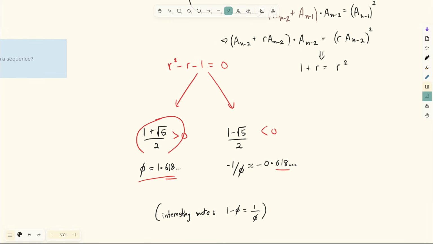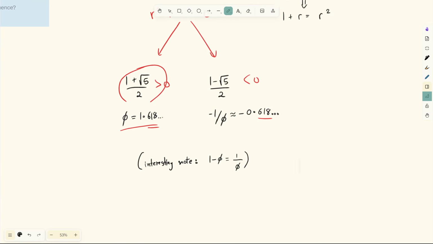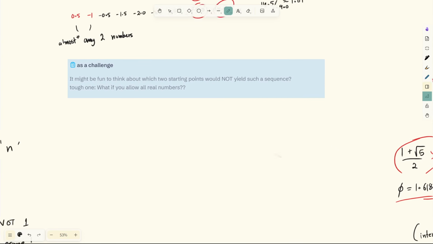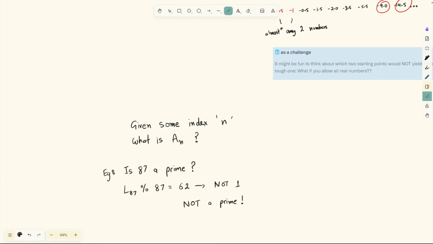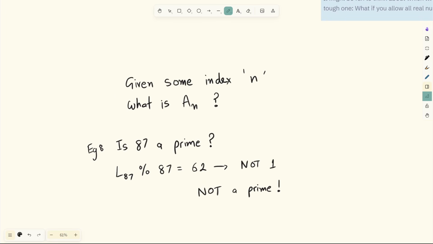Now, what you want to do is you want to see that sometimes you would want to get the nth index. Or rather, at the nth index, sometimes you would want to know what is the a_n number, right? For example, if you want to know if 87 is a prime, right? The 87th Lucas number, when divided by 87, gives you 62, which is not 1, and so it's not.